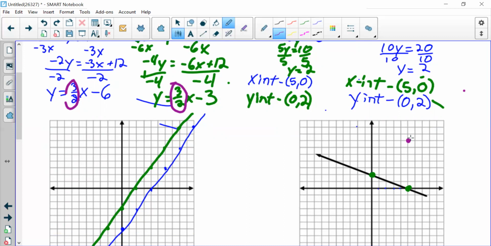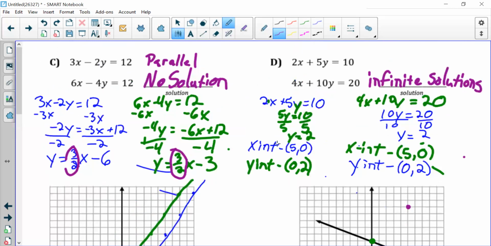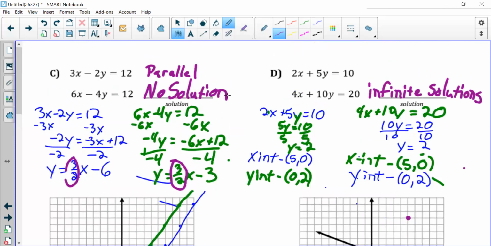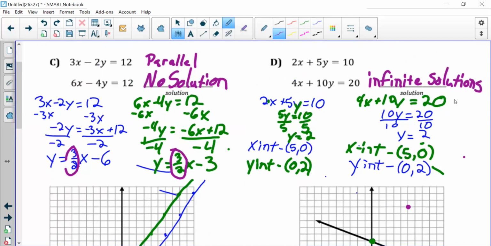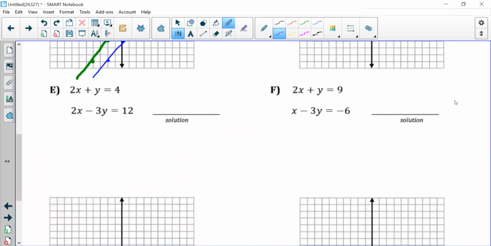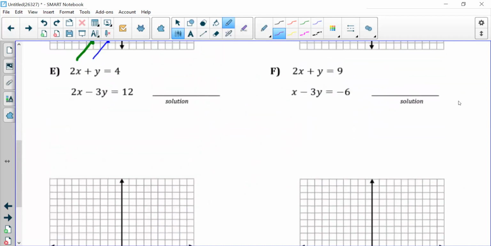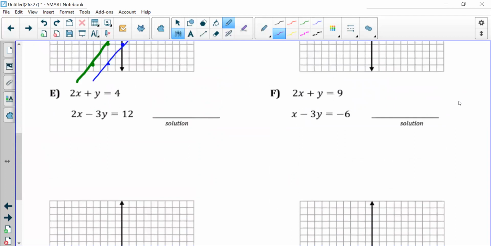All right, so far we've seen two special cases. We know parallel lines have no solution. The same lines have infinite solutions. All right, we have two more examples, but you all have learned how to graph both from slope-intercept form and standard form. So you are ready to do your homework. I don't think I'll do the last two examples and waste your time with those.